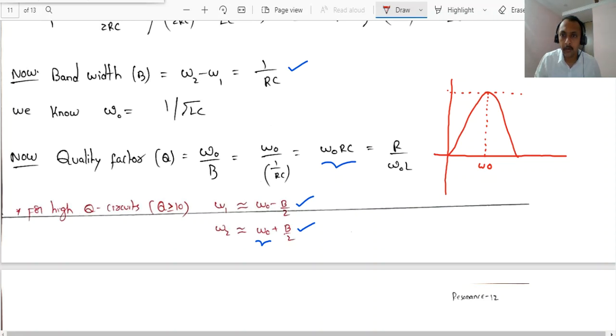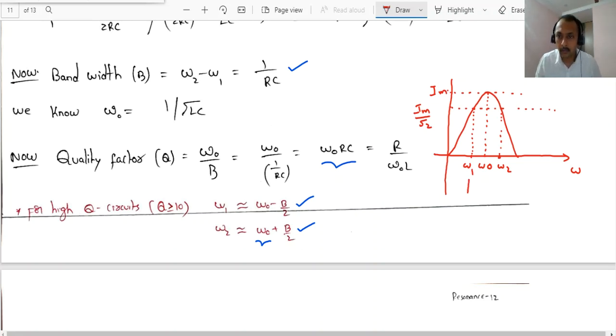For example, if this is the maximum value Im, somewhere you will get Im by root 2 here. Now we will extend this on the frequency axis omega. This is omega 1, and we will extend this exactly here, and this is omega 2. The more the quality factor, the more sharpness the graph has.